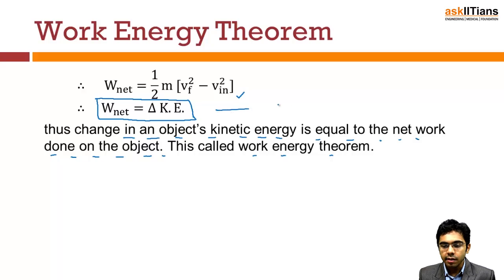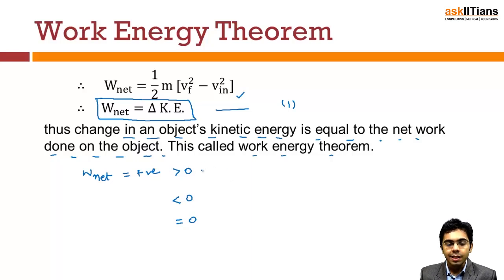Now, let's say this is equation number 1. With this equation, we can discuss the nature of the net work done. It can be positive, that is greater than 0, it can be less than 0, or it can be equal to 0. So for the first case, if work done net is greater than 0, that means positive, it is equal to the change in kinetic energy.